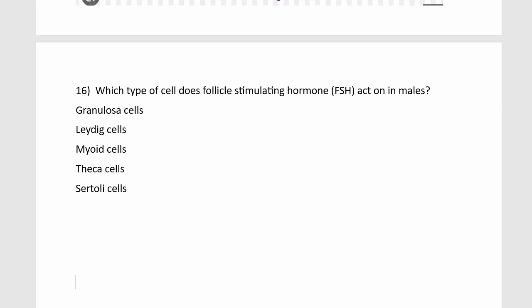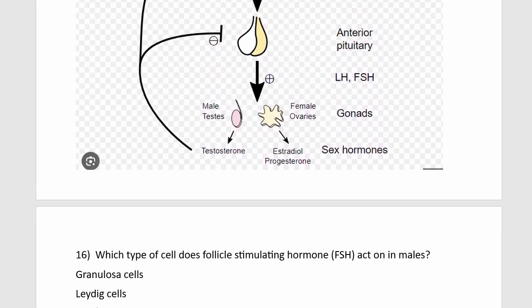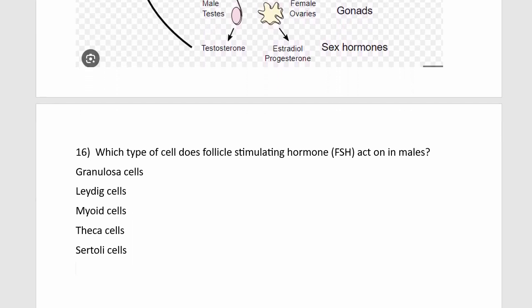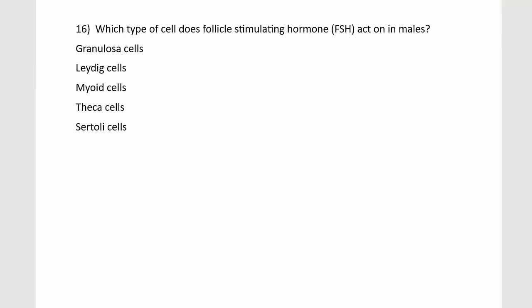And carrying on with the urogenitals. Question 16. Which type of cell does follicle stimulating hormone, FSH, act on in males? So we know it acts on the testes, but what cell specifically? So is it the granulosa cells, the Leydig cells, the myoid cells, the theca cells, or the Sertoli cells? So only 3 of these are found in men and 2 are found in women. So let's start with the women's ones first, so we can rule those out.